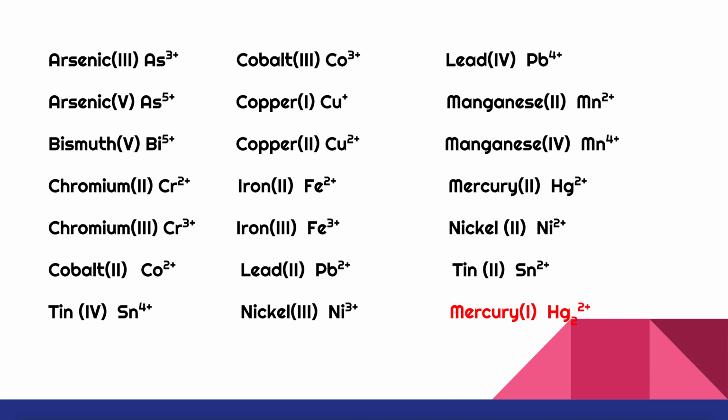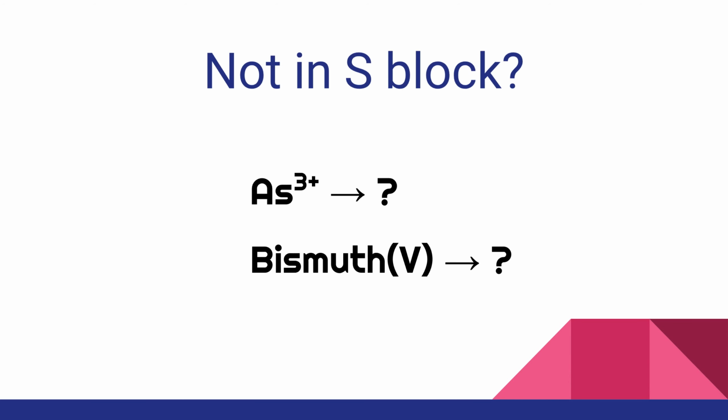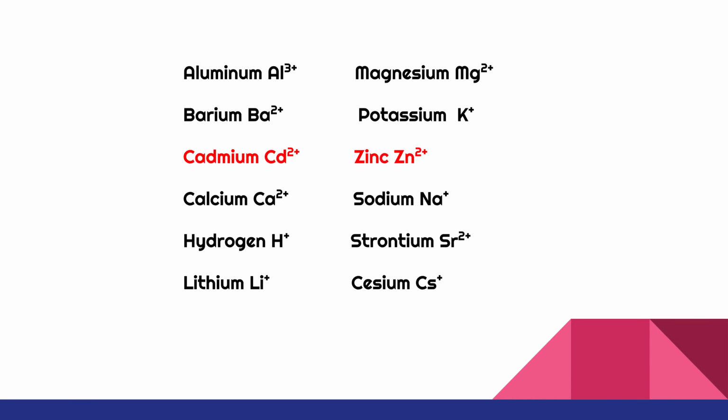The only exception here is mercury, and this guy's just weird. I don't even know what's up with it. It says mercury 1, but there's 2 mercuries, and it has a plus 2 charge. So just remember that, and you'll be good. Also remember, cadmium and zinc aren't in the S block, and they go this way. They don't use Roman numerals.